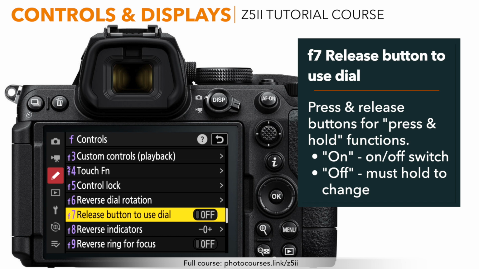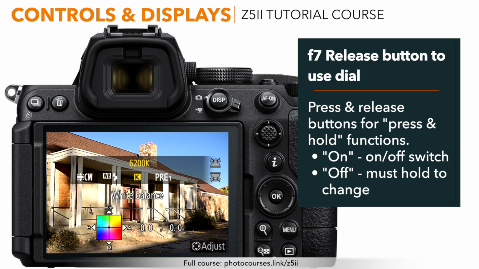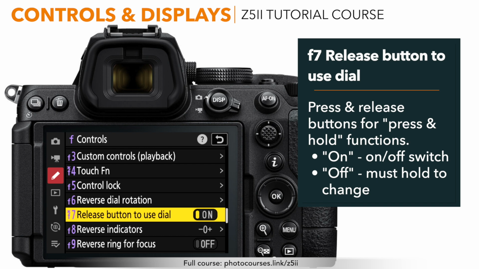Going back to our example of using the FN button for white balance, where you have to press and hold the FN button and then use the command dial to change your white balance. If you set this to on, you don't need to hold that button. You just press the front FN button, release it, and then you can use the command dials to change the white balance. And then you press that button again to go back into regular shooting mode. Because holding a button down while rotating the command dials can be a difficult maneuver to pull off. So if you have difficulty holding a button while rotating the command dials, turn this on.